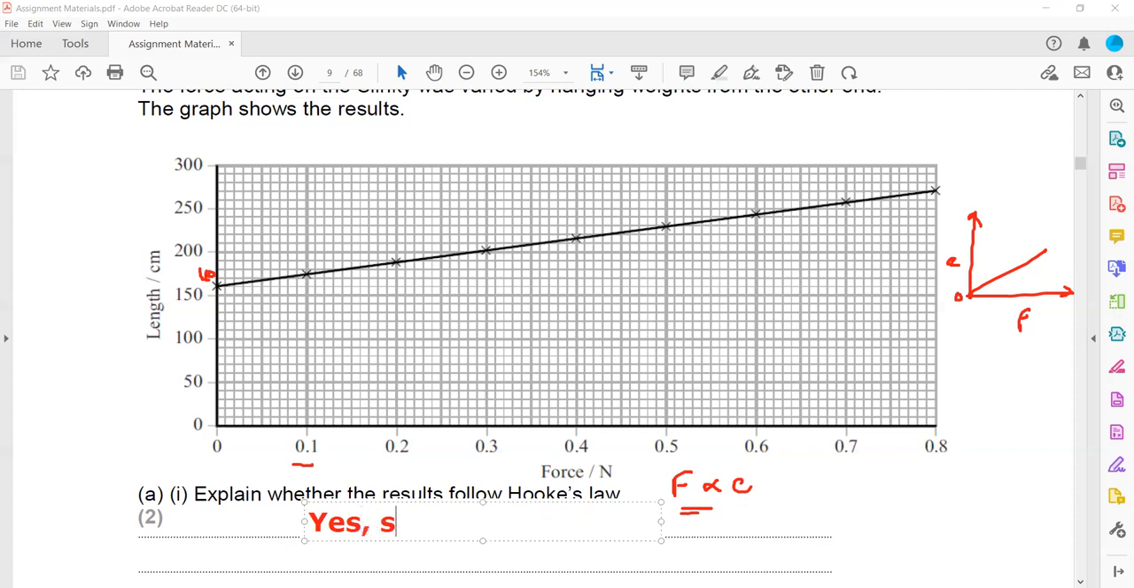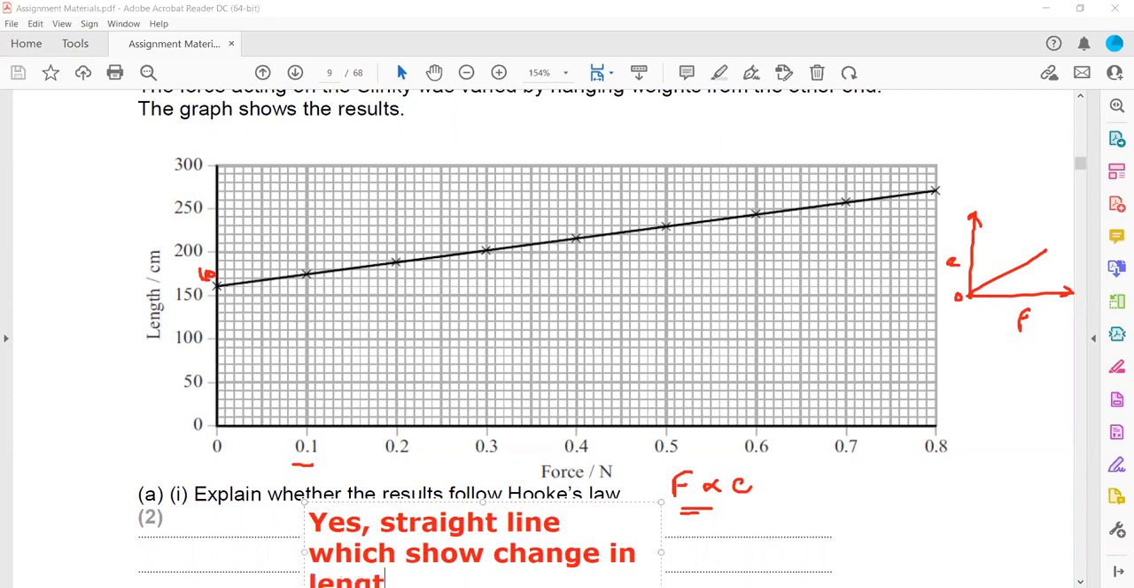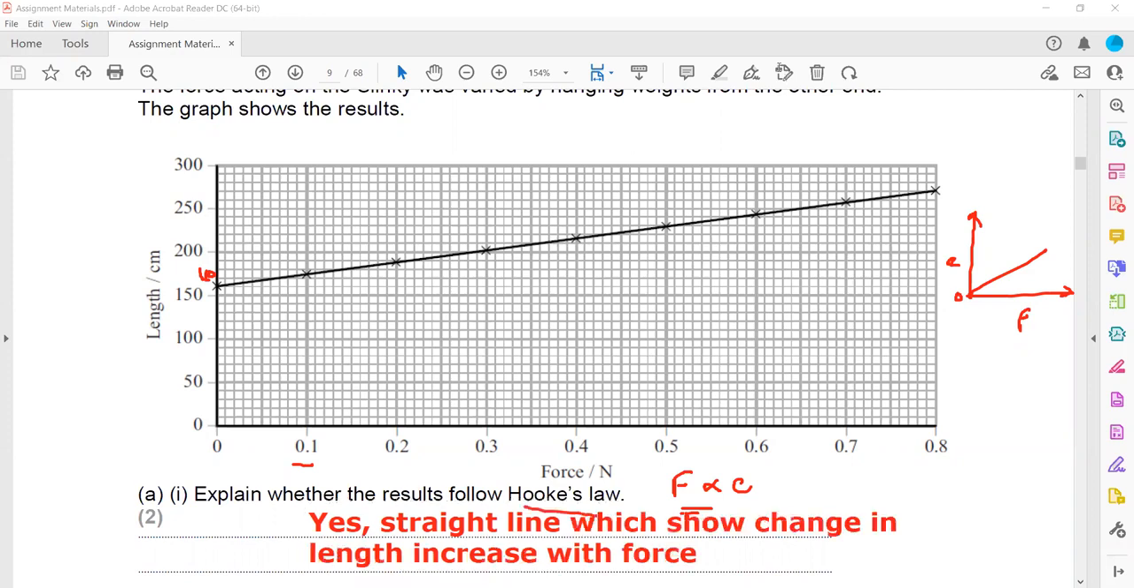It is a straight line, which shows the change in length increases with the force. So when the force is increasing, the change in length is also increasing.